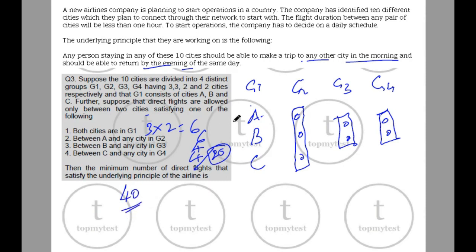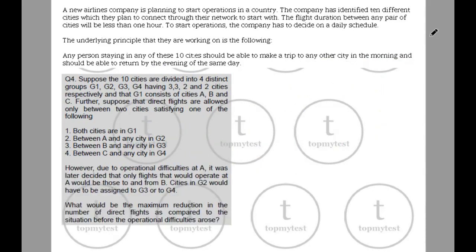Okay, and the last one says, suppose 10 cities are divided into 4 distinct groups, just like in the previous one, each having 3, 3, 2 and 2 cities respectively. G1 consists of A, B, C. Again you have A, B, C, you have G2, you have G3 and you have G4. This is the G1 group, this is the G2 group. There are 3 cities here, 2 cities here and 2 cities here.